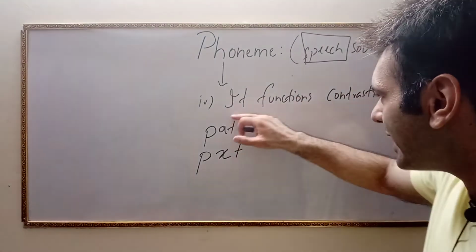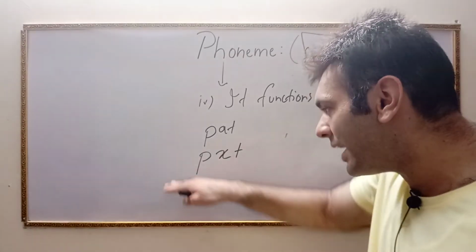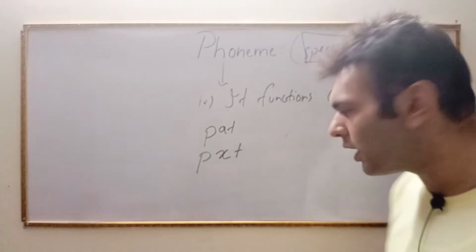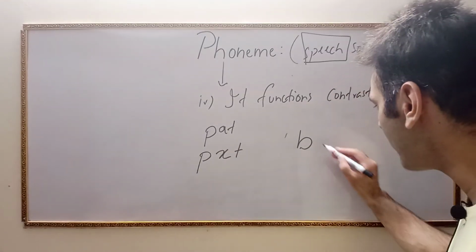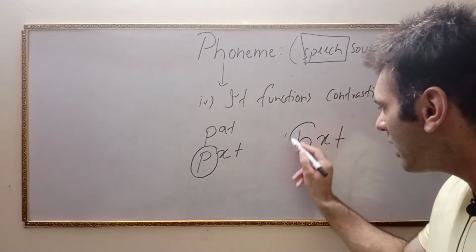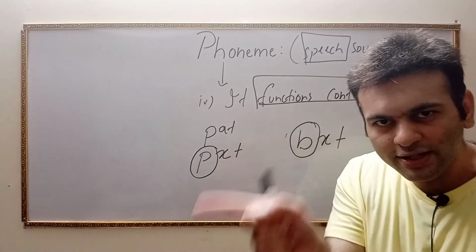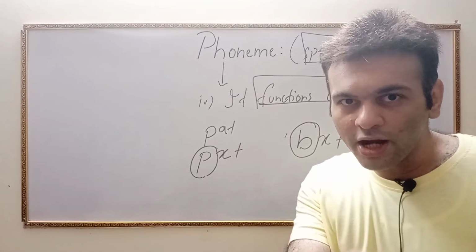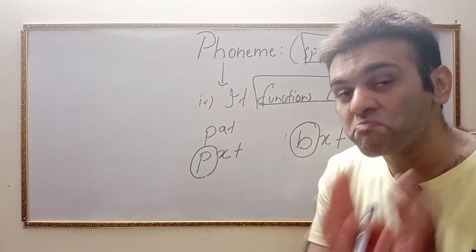So, what I said, that it functions contrastively. It means by replacing one phoneme, I can change the meaning of this word. How? If I replace this P with, let's say, B, and the rest of the form remains the same, I have changed only one phoneme. Functions contrastively. It means replacing one phoneme with the other would end up in the meaning change altogether. This would change the meaning of a word.